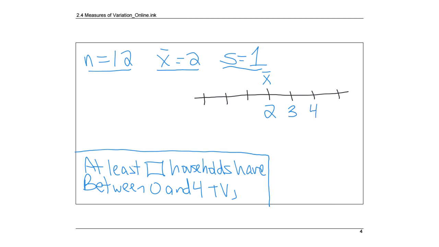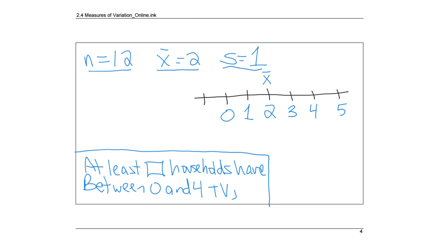3 plus 1 would give me 4. 4 plus 1 would give me 5, and so on. On the other side, I'm going to subtract the standard deviation. So I'm going to subtract 1. So if I subtract 1, I get 1, and then I get 0. Negative doesn't make sense for this problem. Okay, so that's how my number line is set up.